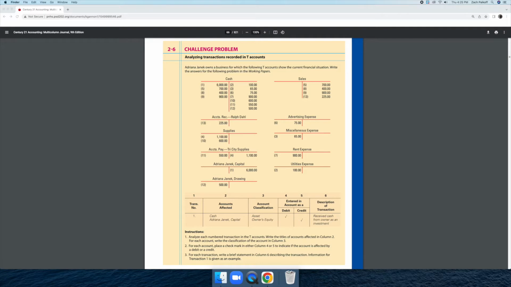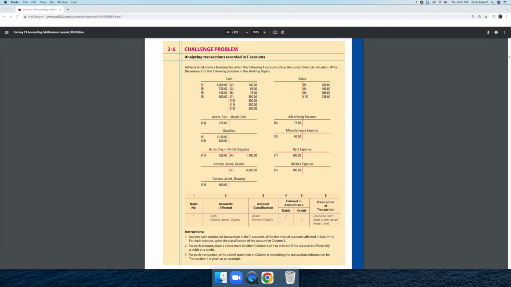All right, so as you can see here, we have all of the T accounts that Adriana Janik uses for her business. The accounts that Adriana Janik uses are cash, accounts receivable, Ralph Dahl, supplies, accounts payable, Tri-City Supplies, Adriana Janik Capital, Adriana Janik Drawing, sales, advertising expense, miscellaneous expense, rent expense, and utilities expense.